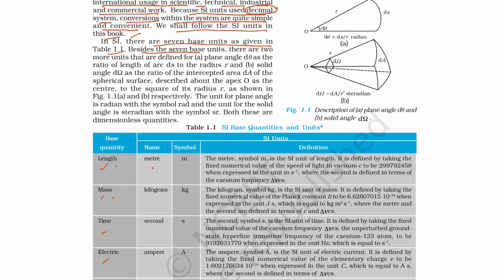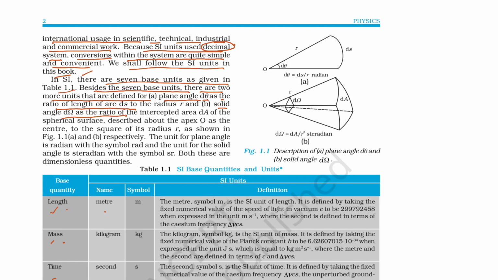Now, besides the 7 base units, there are 2 more units that are defined: for the plane angle, delta theta, as the ratio of the length of the arc and the radius, and then the solid angle. I will just show you all these things. The plane angle, in radian measure called delta theta, is the length of arc, ds, in meters, divided by the length of the radius, r. This ratio is called the angle in radian measure. Whatever ratio you get, that is that much radian of angle.